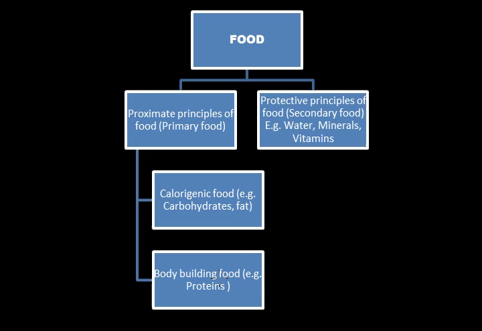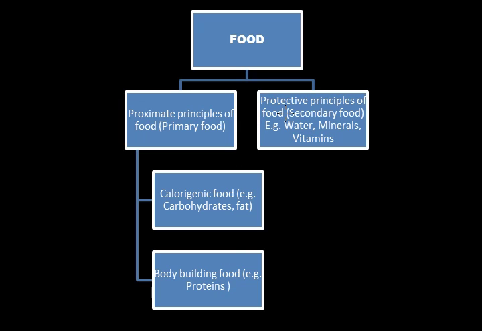And bodybuilding foods are basically involved in our body development, and we will learn about them later on in this chapter. An example is protein. Various kinds of proteins are involved in our body development. So these are considered as body developing or bodybuilding food.